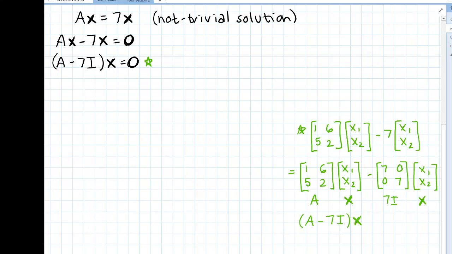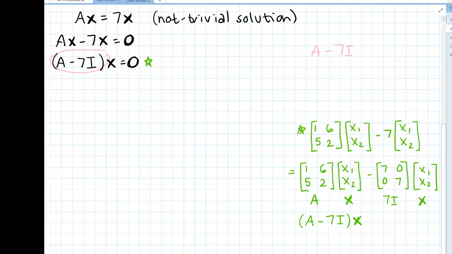So a few steps of maybe not super obvious algebra, but like I said, this is something you're probably going to want to internalize, because this is how you will always go through this process of finding eigenvectors. Okay, so now we have an equation that we can actually solve, because we can figure out what A minus 7I is. So A minus 7I, let me do that off to the side so it doesn't get in the way.